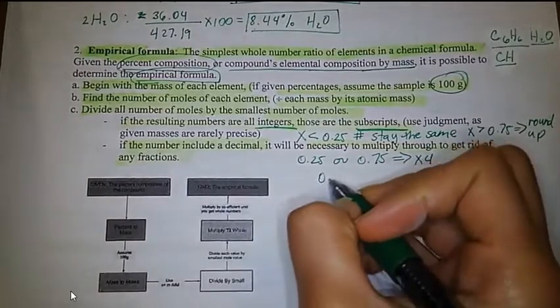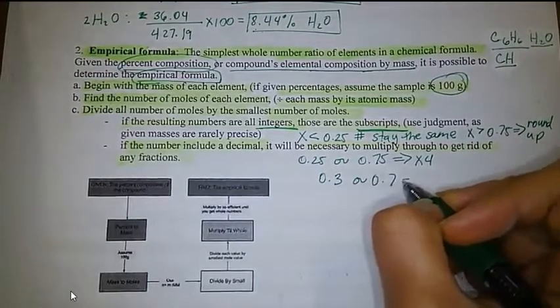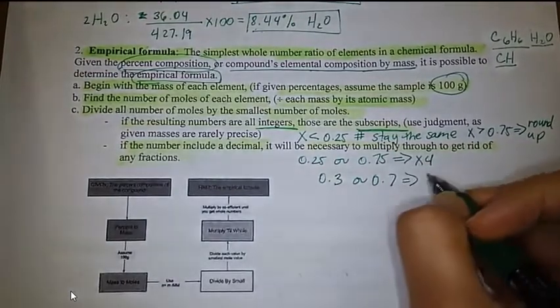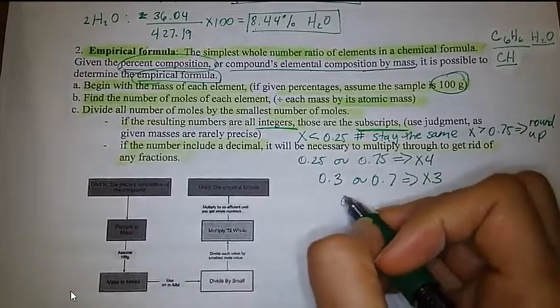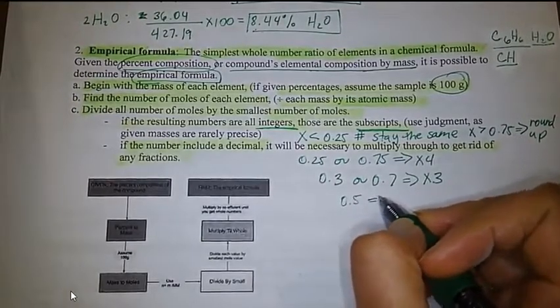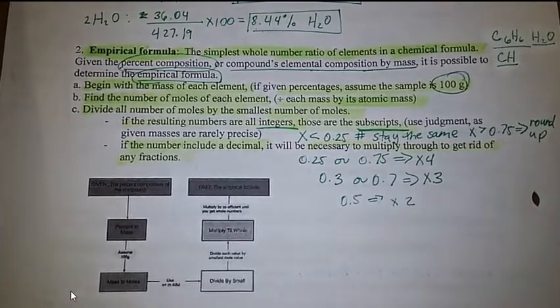And if a number happens to be around 0.3 or 0.7, then you would need to multiply it by 3 to make it a whole number integer. And if the number happens to be 0.5, then you would need to multiply by 2 to become a whole number integer.